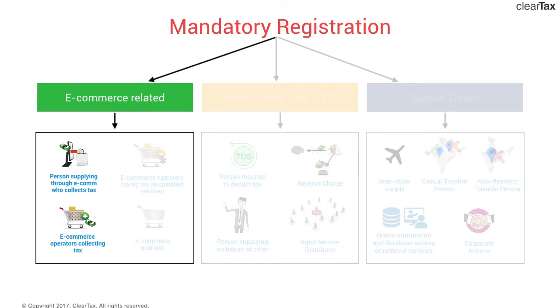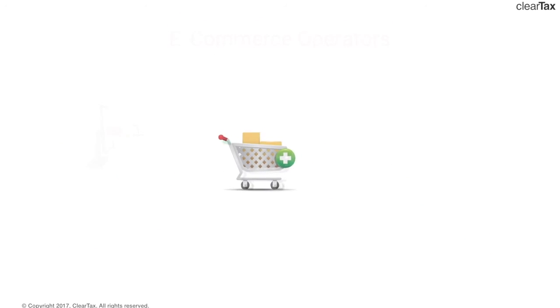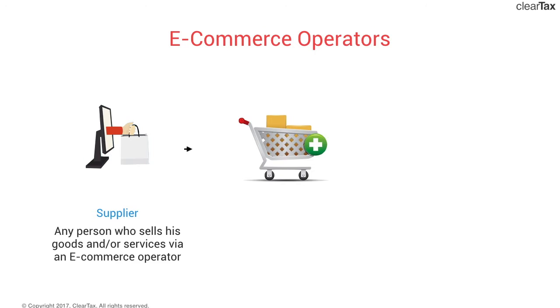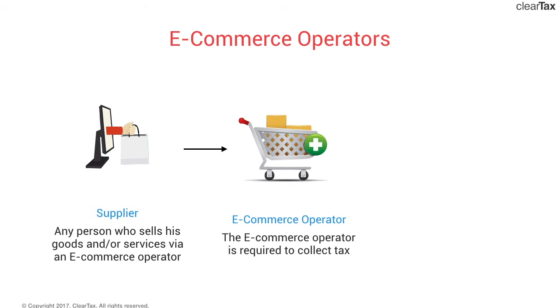Person supplying through an e-commerce operator who is required to collect tax and an e-commerce operator who is collecting tax. So we will take these 2 together because they are 2 parties across a same supply chain thread, supplier and e-commerce operator. So you have a supplier who is any person who sells any goods and or services via an e-commerce operator, and you have an e-commerce operator who is required to collect tax.